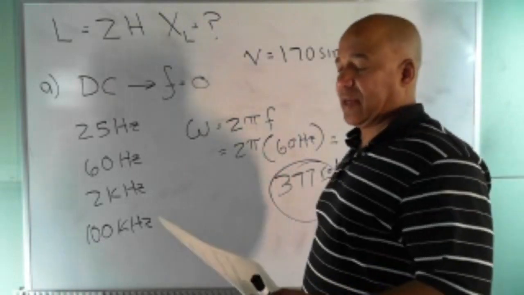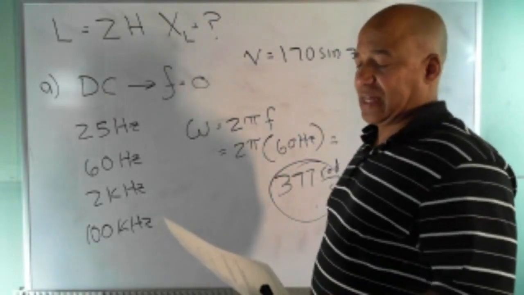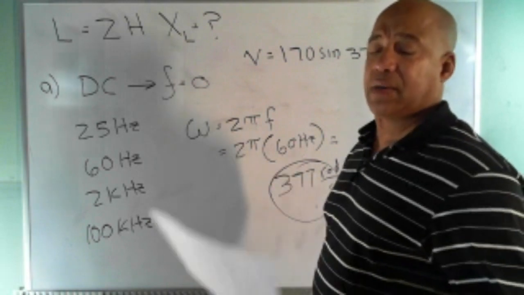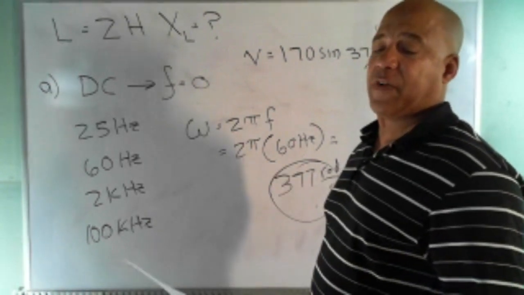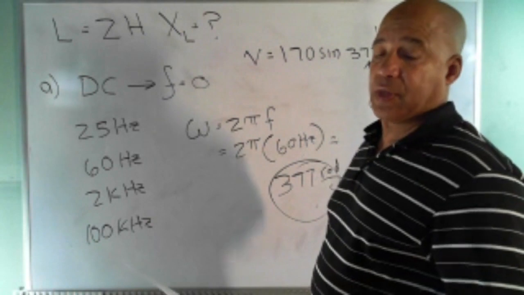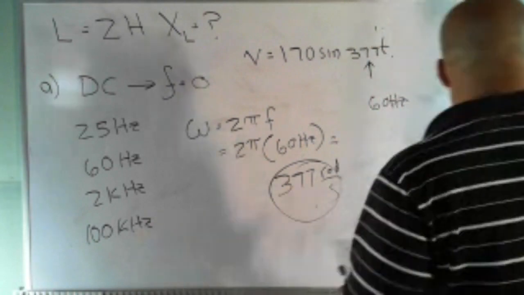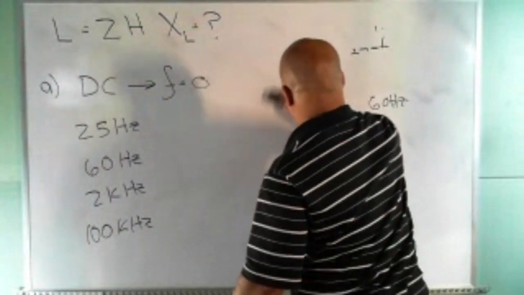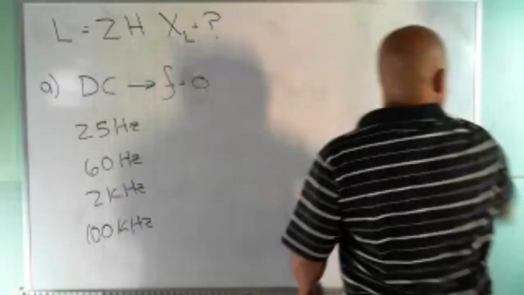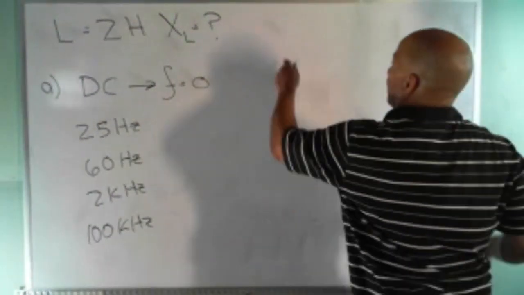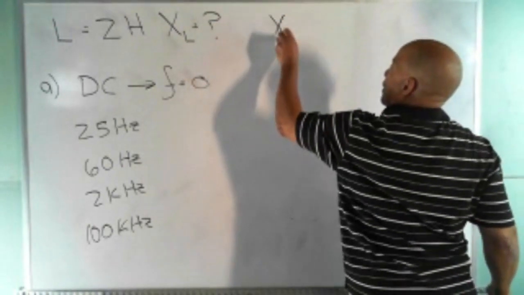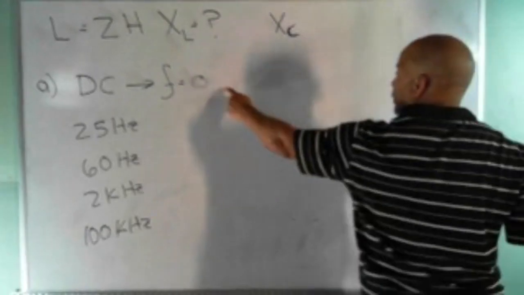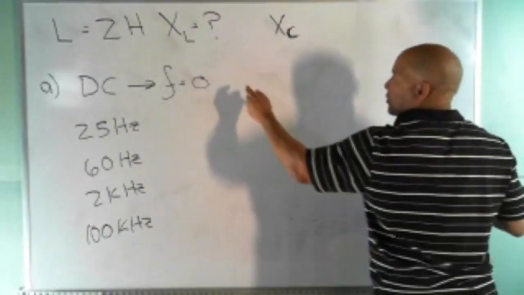We have, well, not exactly the same numbers, but now we have a 5 microfarad capacitor. We'll do a few more of those and we'll compare. So let me put that over here. Now we want to calculate XC. And again, they give us DC. So DC has a frequency of 0.